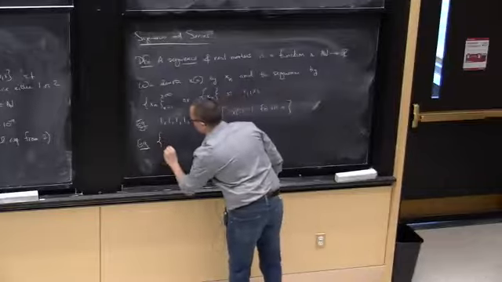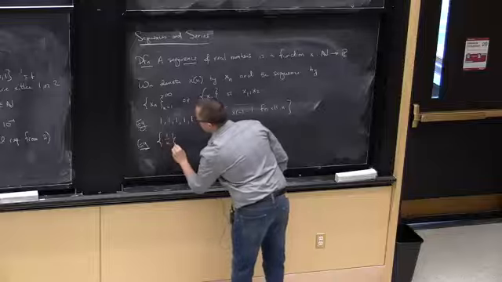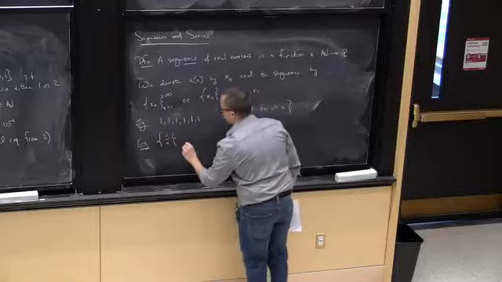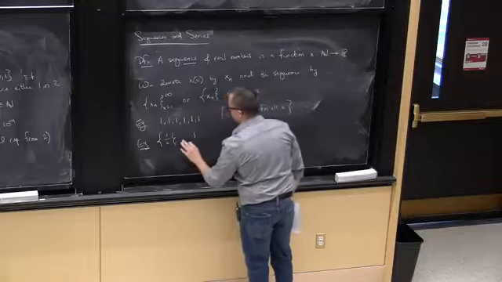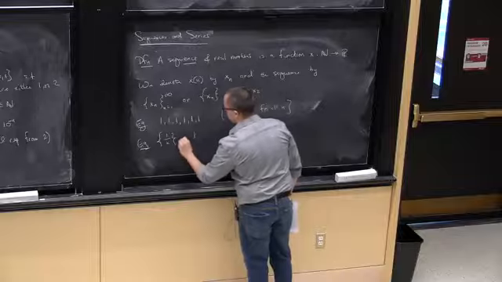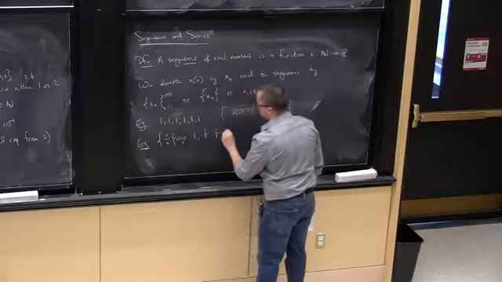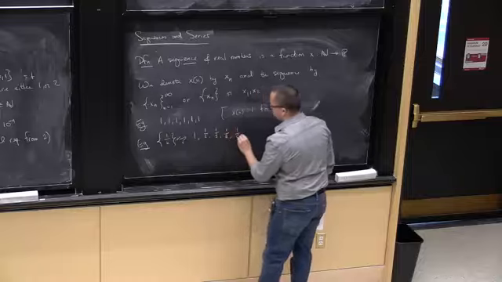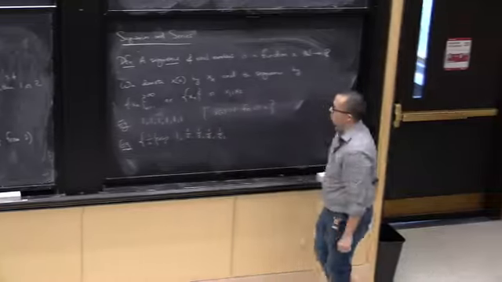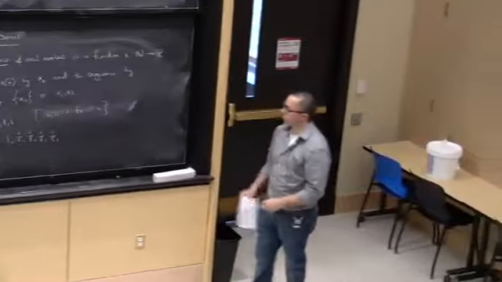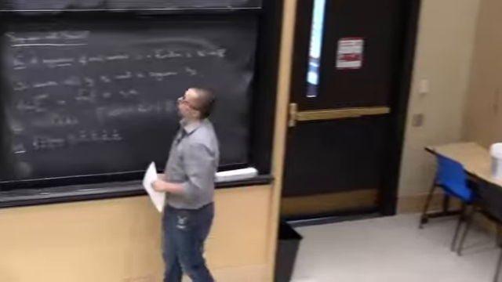So, for example, if I were to write this, this means this is the sequence given by 1, 1/2, 1/3, 1/4, 1/5, and so on. Okay?